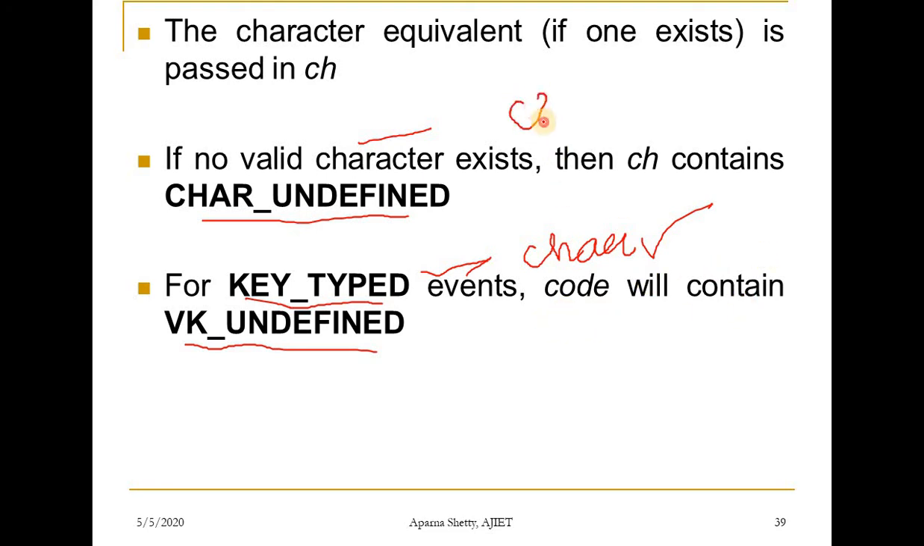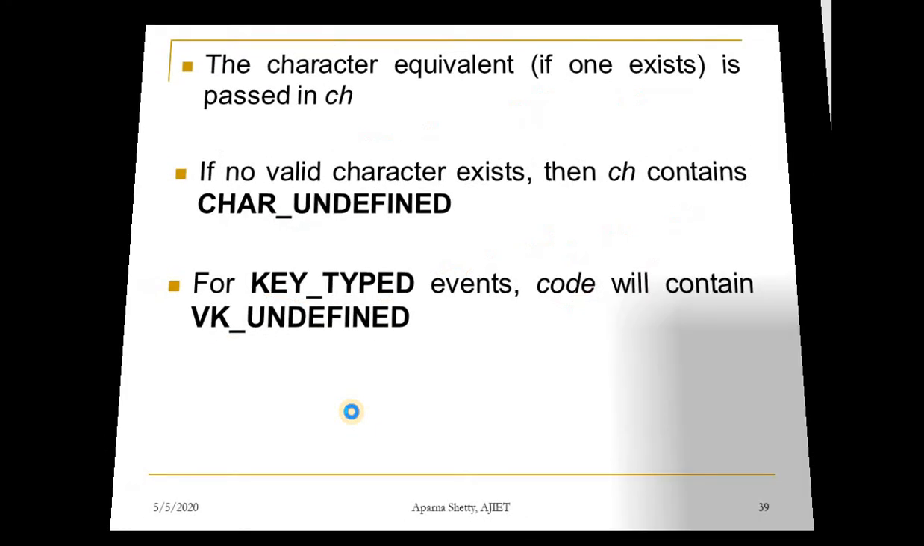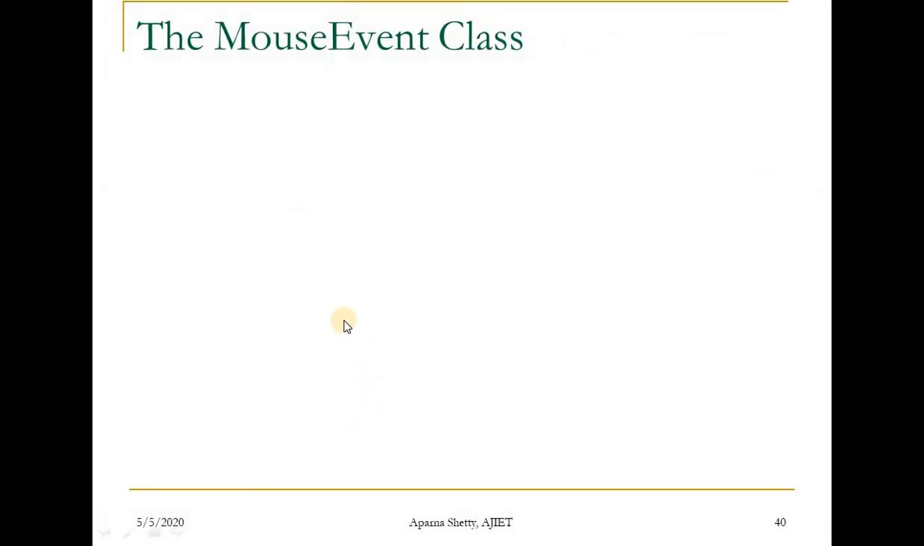If a character is not generated as a result of pressing keys, then ch contains CHAR_UNDEFINED. If a character is generated as a result of pressing keys, then code will contain VK_UNDEFINED. That you have to remember. Character not generated means ch will have CHAR_UNDEFINED. Character generated means code will have VK_UNDEFINED. So that was about the key event class.